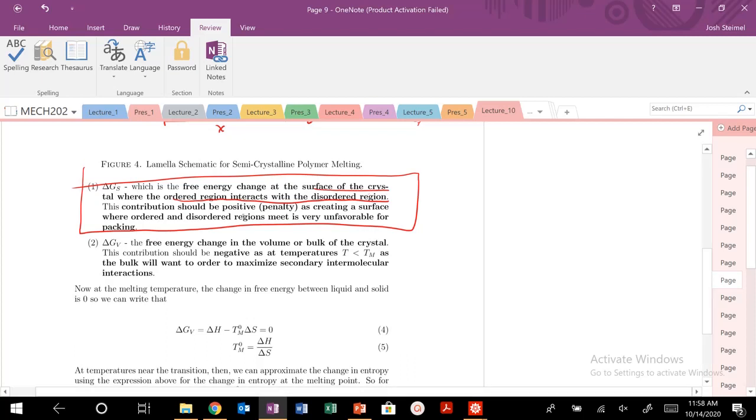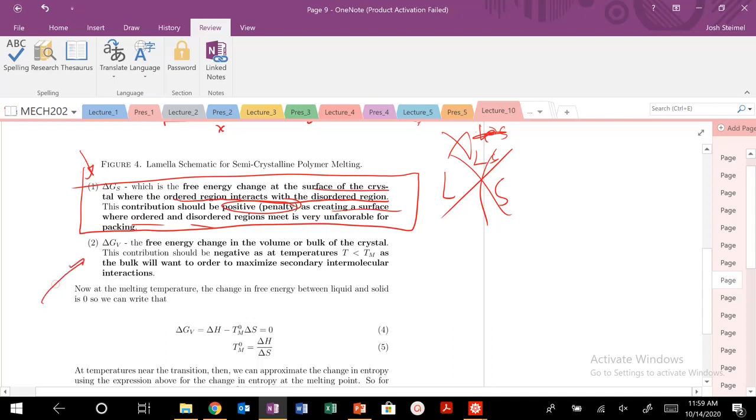is energetically unfavorable, so that contribution should be positive. It's a penalty, because we don't want to create surfaces where ordered and disordered regions meet. It's very unfavorable for packing. We don't like to interact with each other. It's the same thing when you have a liquid and a solid interface, these bad enthalpic interactions. The chi of liquid and solid, or A and B, they don't want to interact. Same thing with ordered and disordered regions. So this is going to be unfavorable. We don't want to create surfaces.